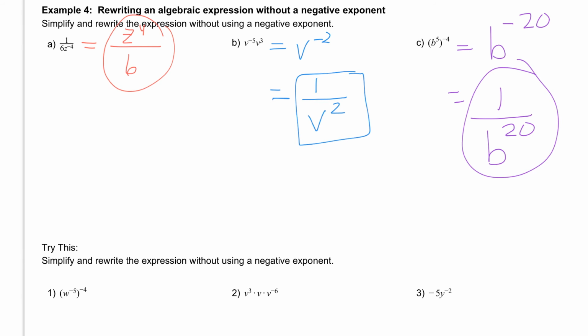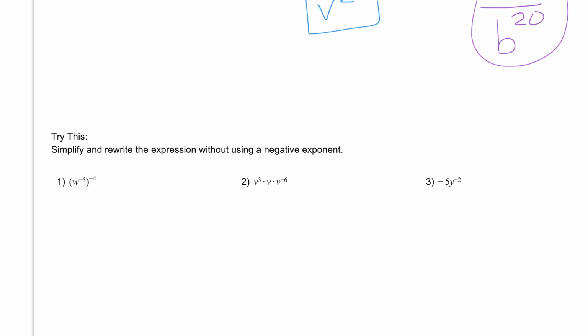Next, I'd like you to do a few on your own. So take a look at 1, 2, and 3. Go ahead and pause it. Unpause it when you're ready to check your answer.